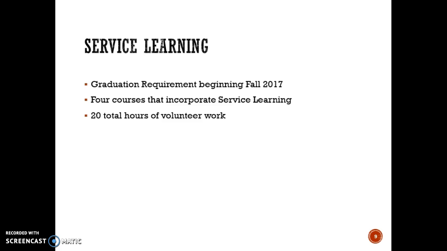Okay, so this semester we have the opportunity to participate in a service learning project, and that is part of N120. Students that were admitted beginning back in fall of 2017 fell under a graduation requirement where there are 4 courses that incorporate service learning across the curriculum. This is the first one that you'll be taking, and in addition to that, 20 hours of volunteer work.